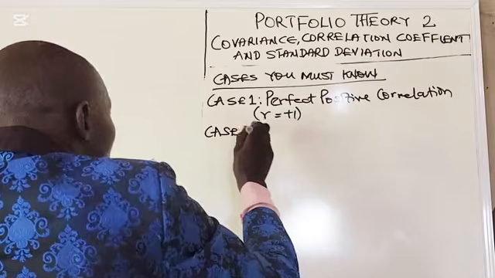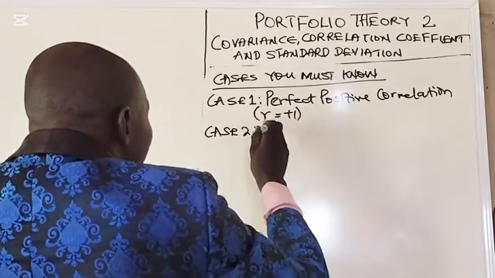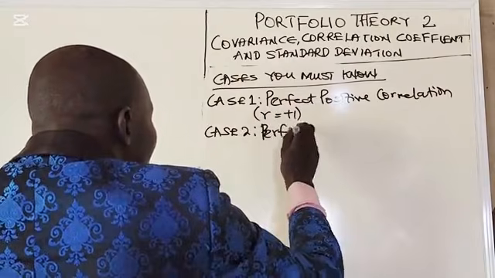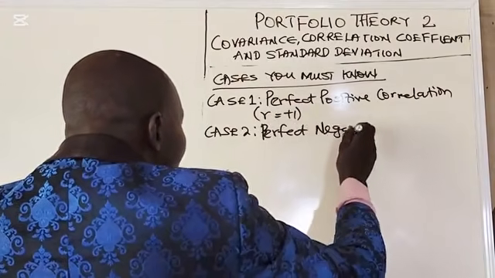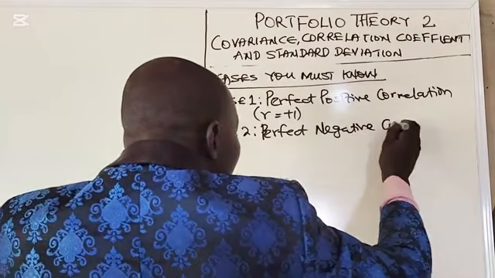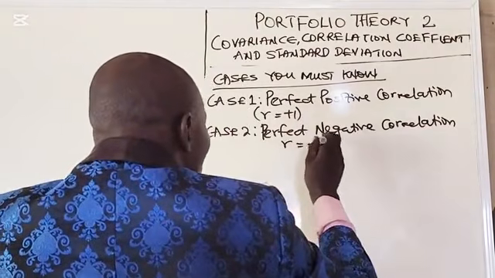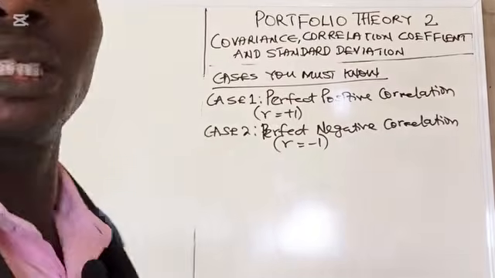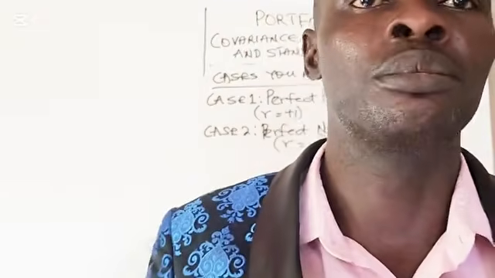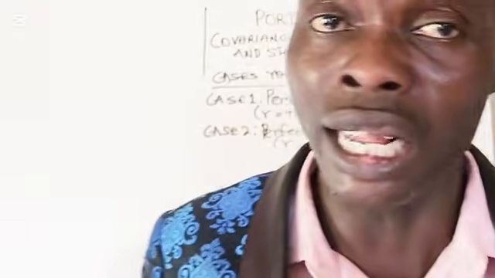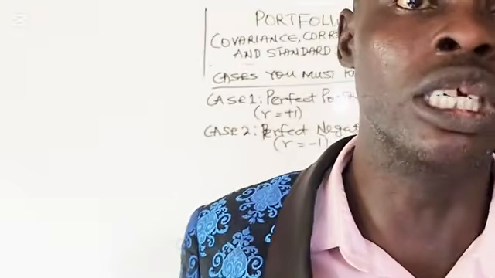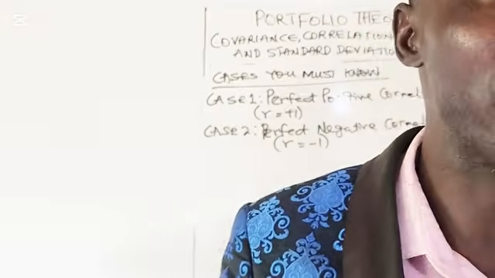Case 2. That is perfect negative correlation, where correlation coefficient equals -1. This case is gold. You can eliminate risk completely. So it is the best option.